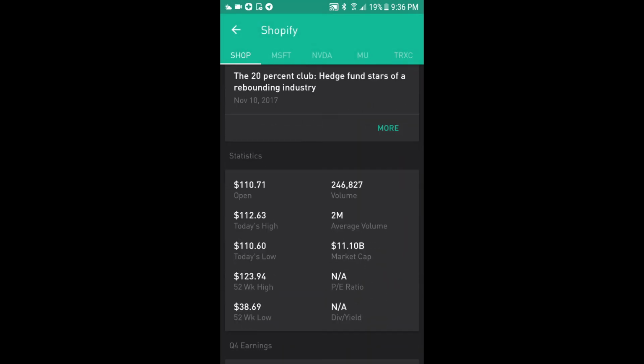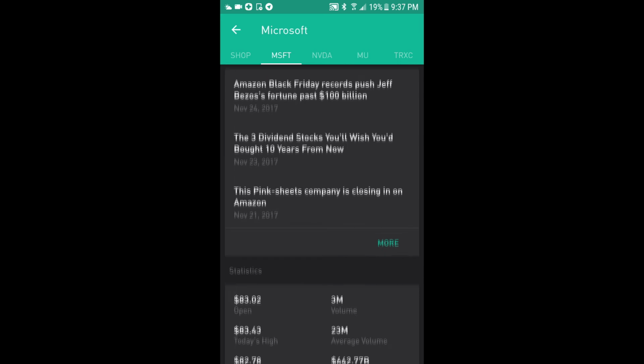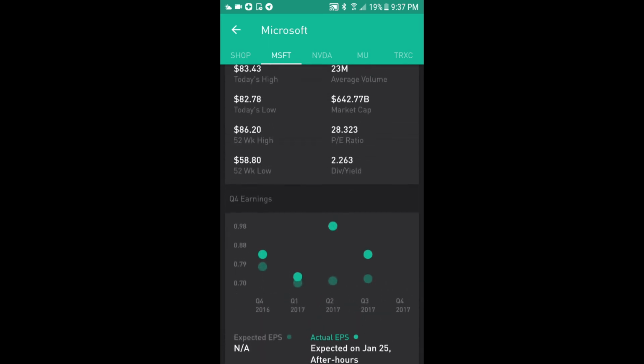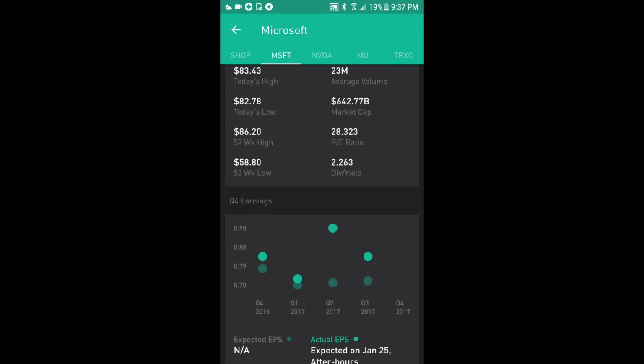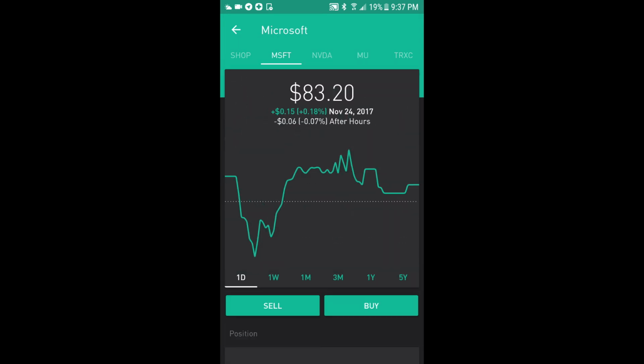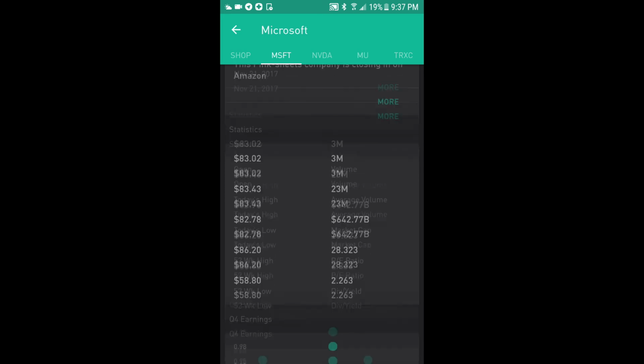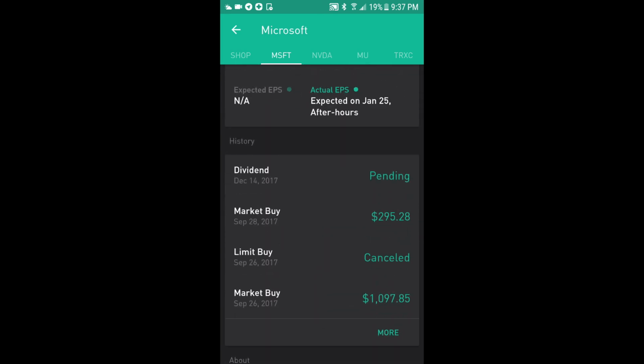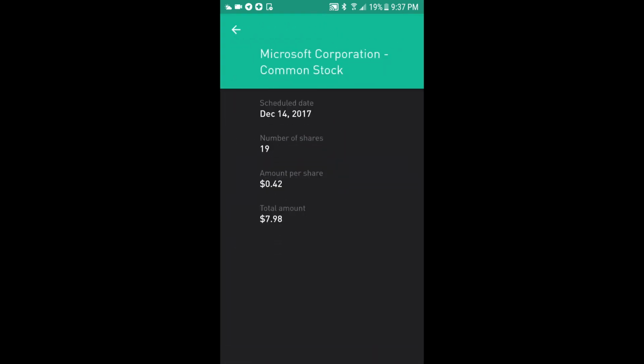Moving on, we have dividend yield. The dividend yield is the ratio of how much dividend they pay out per stock price. So pretty much the higher number you have here, the better the dividend it's going to pay out. The dividend right here, this is pretty much the only dividend that I've received so far.